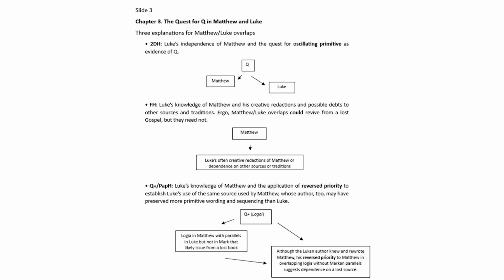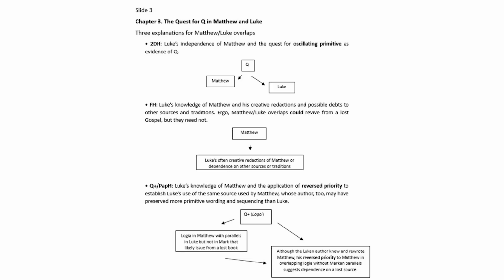The Farrer hypothesis says, no, that doesn't work. Luke knows Matthew. And if Luke knows Matthew, the overlapping content between Luke and Matthew can be attributed simply to Luke's use of Matthew. But that doesn't work entirely either. The Q plus Papias hypothesis takes a bit of both. It agrees that there's a lost gospel, but it also agrees with the Farrer hypothesis that Luke knows Matthew.